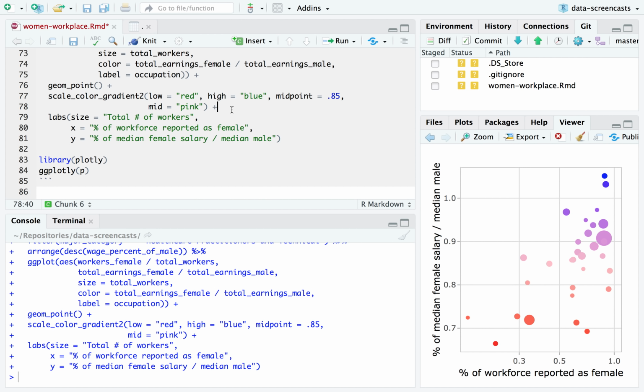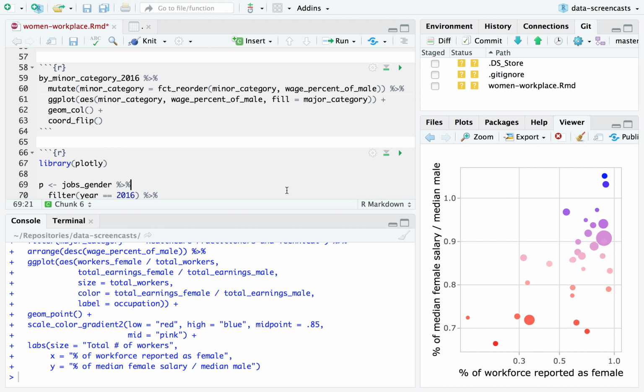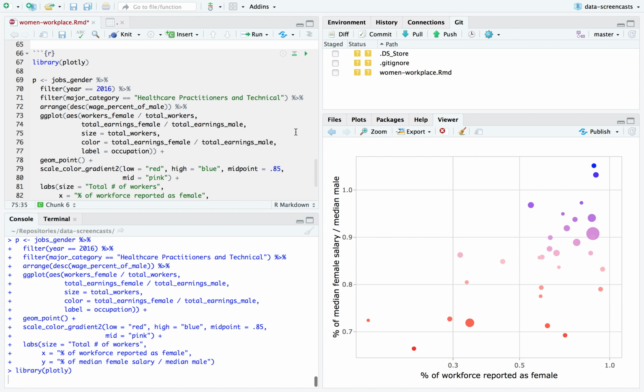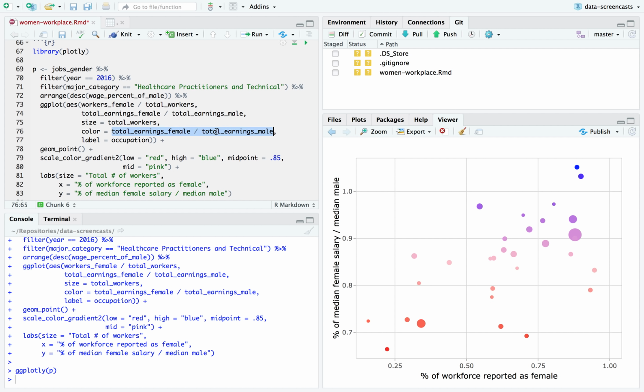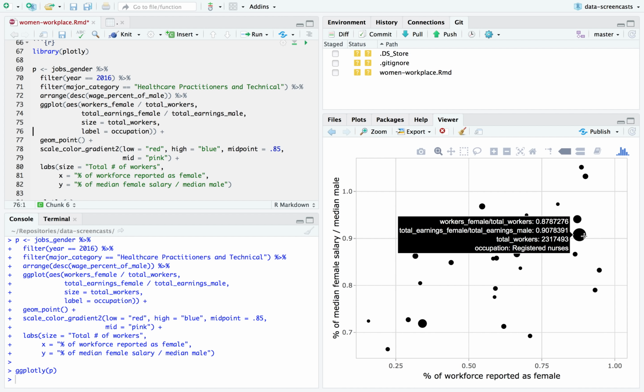I'm going to put the library plotly up here. I'm going to zoom out a little bit. Here it is. Okay. And I'm still setting the wrong color. Well, color is not the wrong color, but color is no longer a necessary axis.